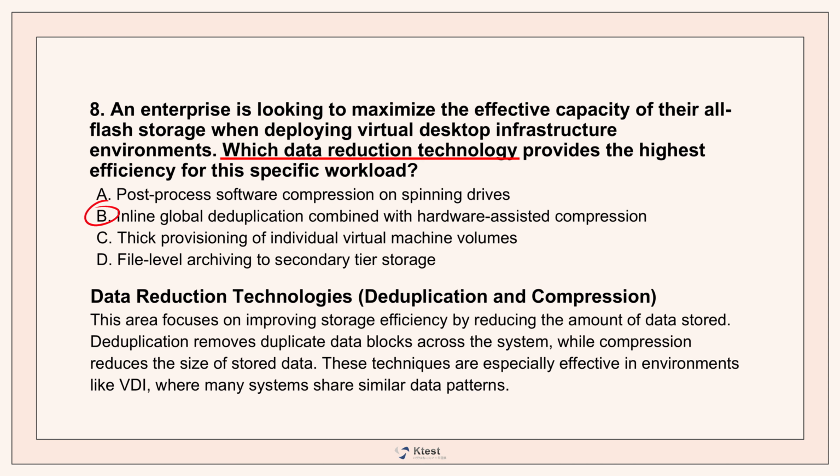So it hashes the incoming blocks in real time. Yes, and when it sees those thousands of identical files, it writes exactly one instance to the flash drive and just updates metadata pointers for the rest. That combined with hardware-assisted compression, which doesn't tax the main CPU, is what makes option B correct. Options C and D, thick provisioning and archiving, would just waste massive amounts of expensive capacity or ruin performance.